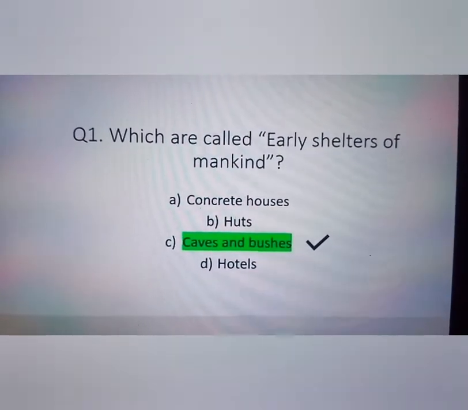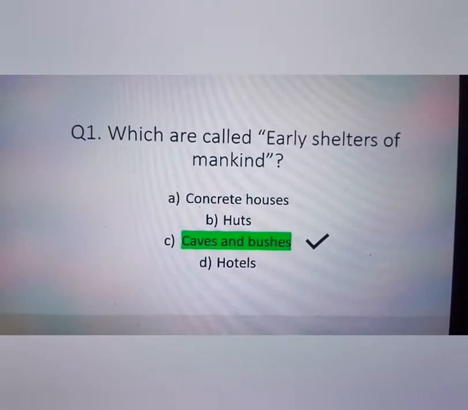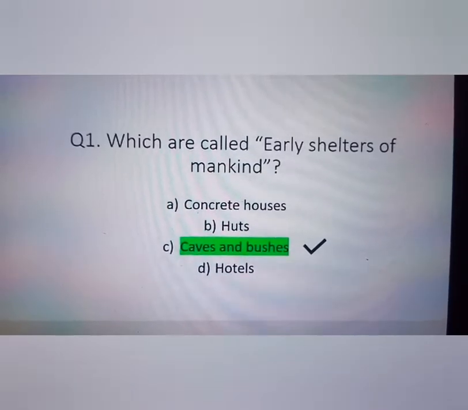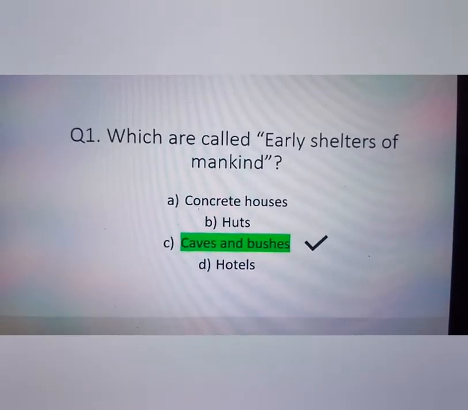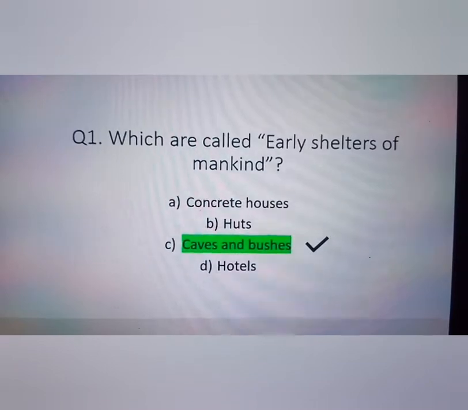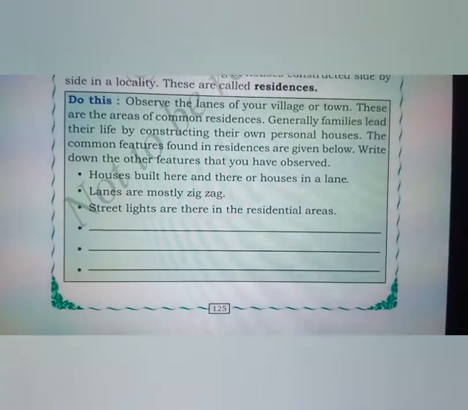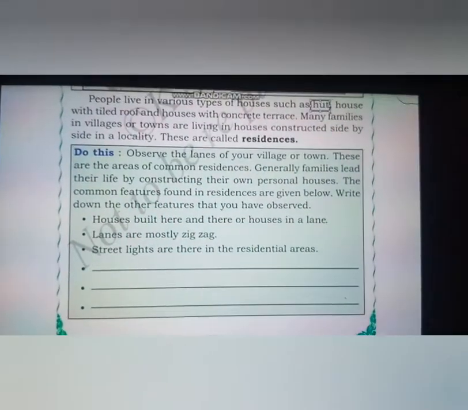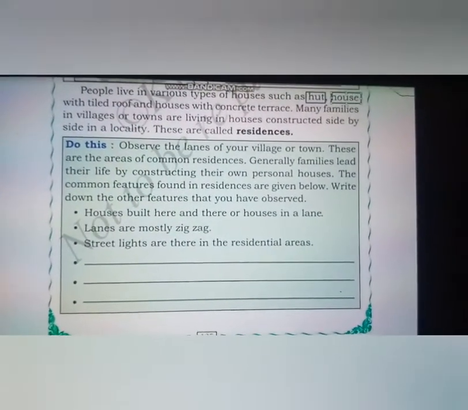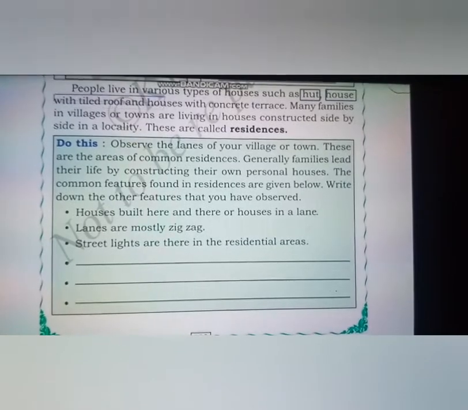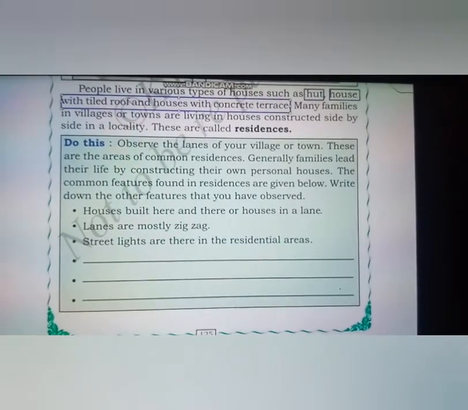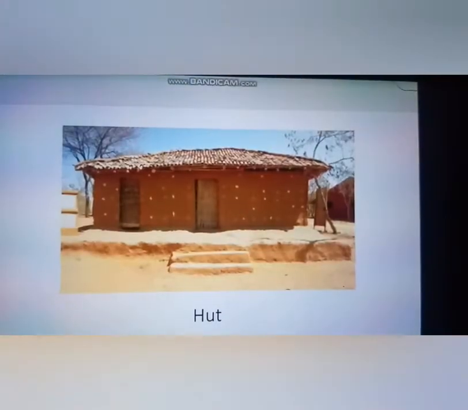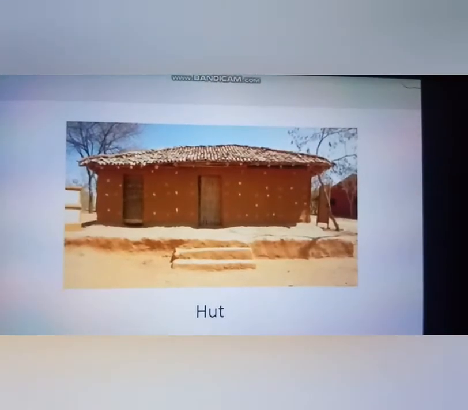Okay, children. In early man's times, people used to live in caves and bushes to protect themselves from rain, wind, sunlight, and wild animals. People live in various types of houses such as huts, houses with tiled roofs and houses with concrete terraces. You have already seen the pictures of it. I will show you some more pictures.